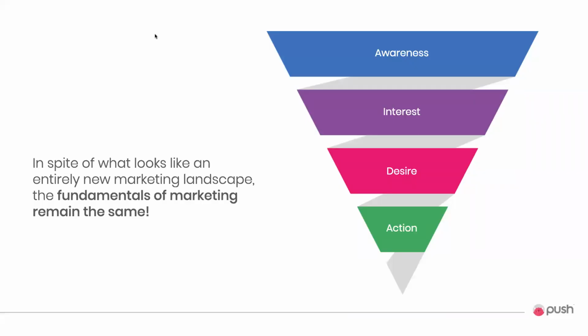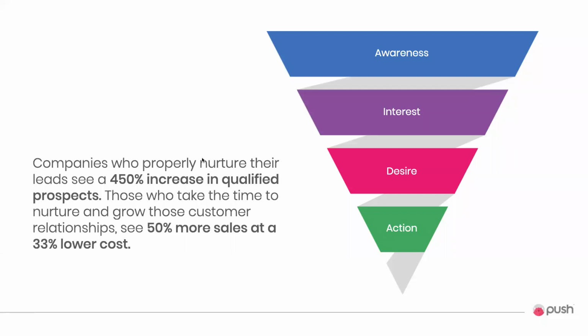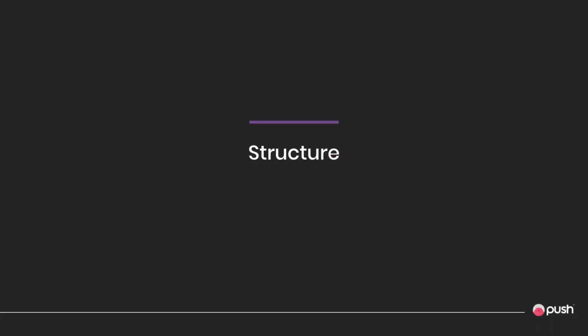Now, in spite of what looks like an entirely new marketing landscape with the whole world of digital, actually this is a 19th century model that still applies. This model's adapted, and you'll see tons of different versions with 5 or 6 steps. But the AIDA model essentially is a basic principle for how you can market to consumers. It's all about generating awareness, making people aware of what you have to offer, creating interest, creating desire, and nurturing these prospects down to the point where they are ready to take action and ready to buy from you. And companies who do this have a 450% increase in prospects. They see 50% more sales at a 33% lower cost.